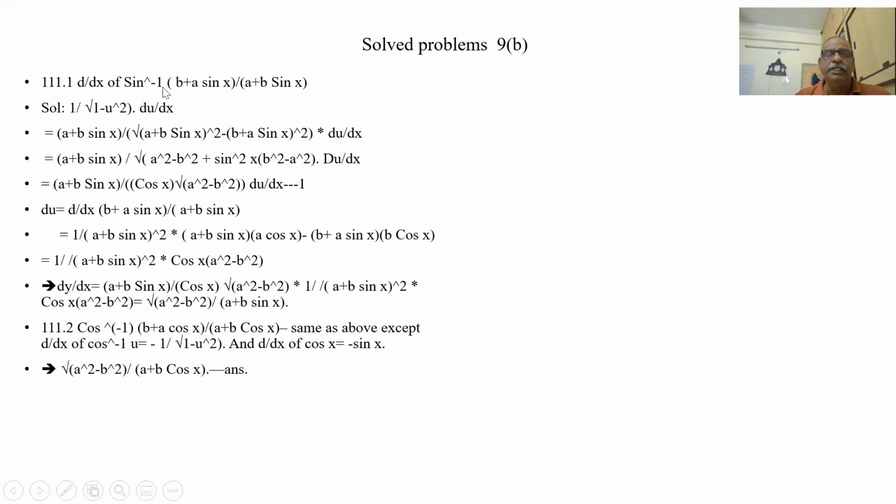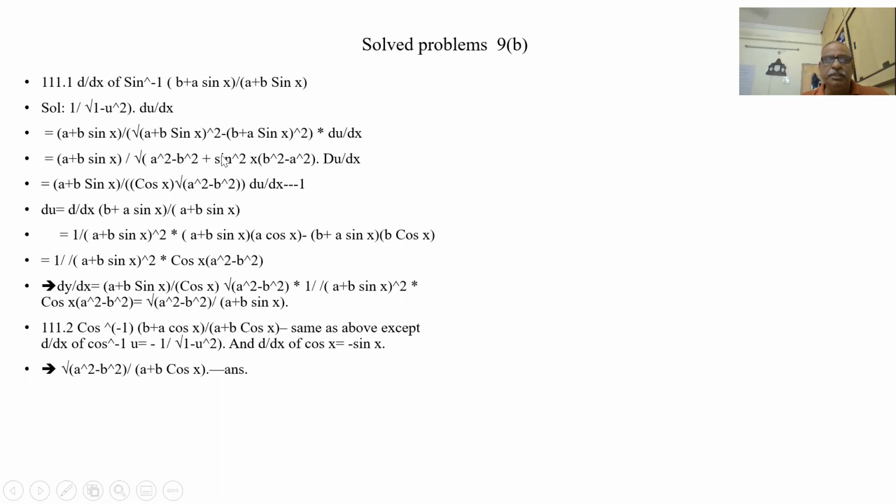Let us see here: sin inverse of (b plus a sin x) by (a plus b sin x). The derivative of sin inverse x is 1 by square root of 1 minus x square. So it is 1 by square root of 1 minus u square into du by dx, where u is this portion. Now 1 by square root of 1 minus u square is (a plus b sin x) by square root of (a plus b sin x) whole square minus (b plus a sin x) whole square.